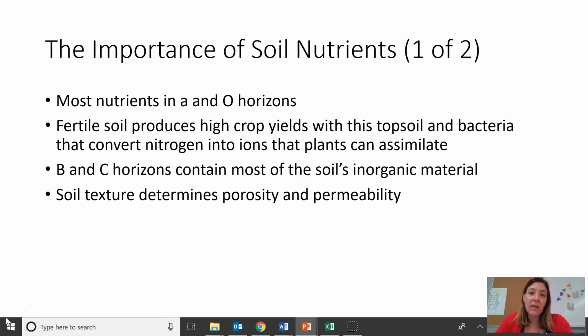The B horizon, remember the subsoil, and the C horizon, which is the weathered material on top of the parent material or bedrock, contains most of the inorganic matter in soil. So this is a lot of broken down rock, generally a mixture of sand, silt, and clay and gravel.